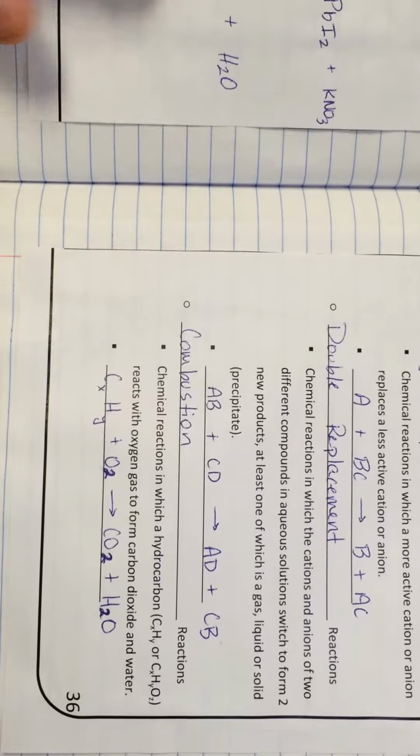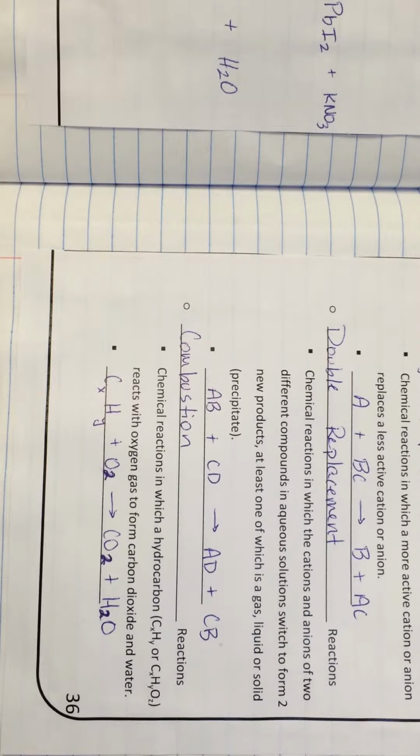A similar type of reaction is the double replacement reaction. These are chemical reactions in which the cations and anions of 2 different compounds, generally in aqueous solution, will switch to form 2 new products, and at least one of these will be a gas, a liquid, or a solid. And remember that solids that form out of aqueous solutions we refer to as precipitates.